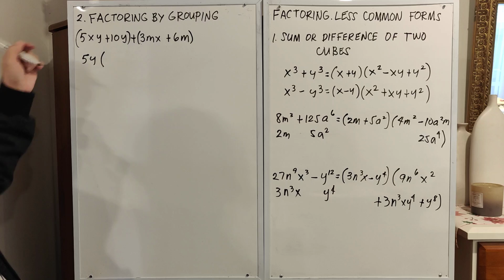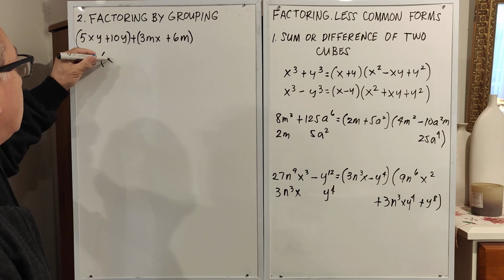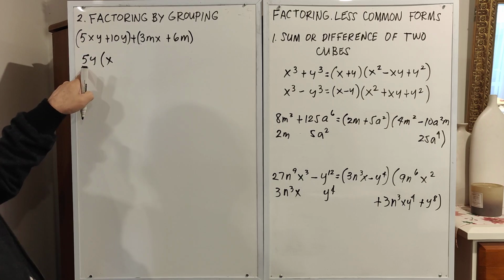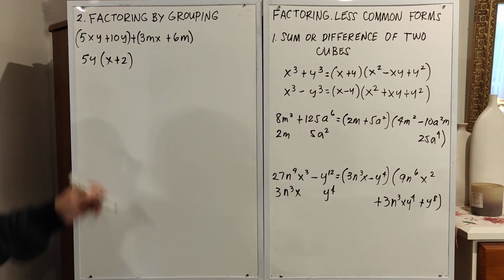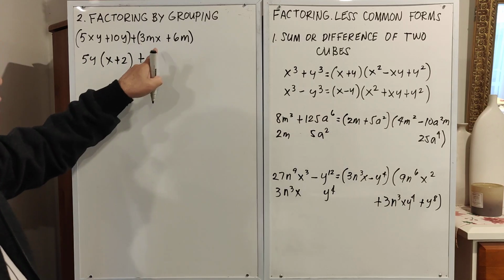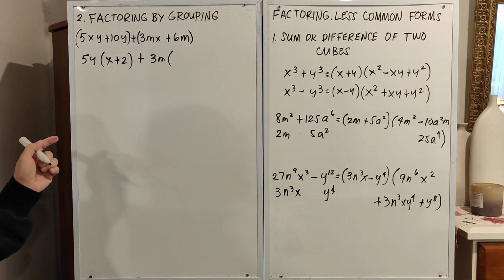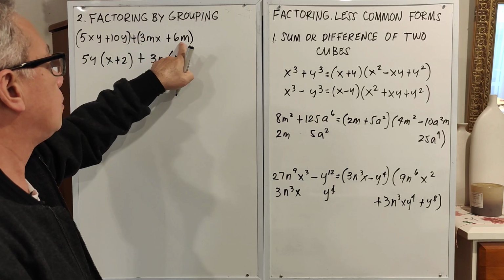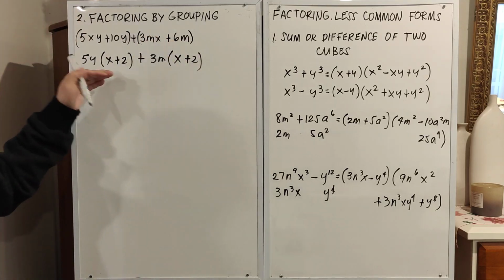If we factor out 5y, what will be left in here will be x, divided by 5y. 10y divided by 5y is 2, so plus 2. In here, the common factor is 3m. If we factor out 3m, x divided by 3m leaves x, and 6m divided by 3m is 2.